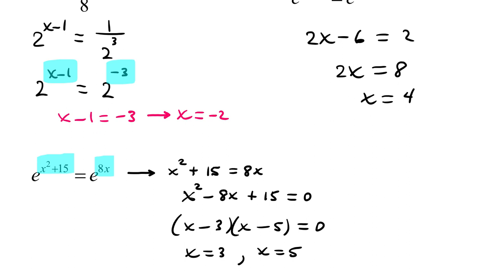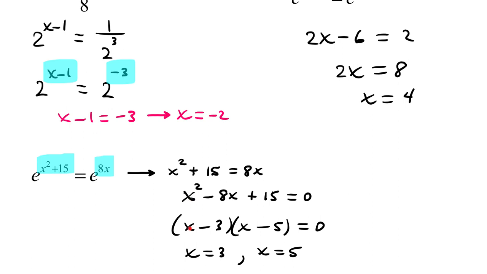So move your 8x over, change its sign, and now we have x squared minus 8x plus 15 is equal to 0. This is a trinomial. We have it set equal to 0. You can choose to solve with quadratic formula if you like. I'm going to go ahead and just factor.